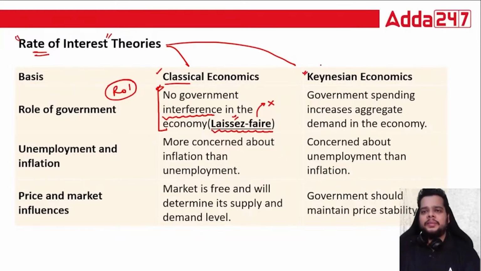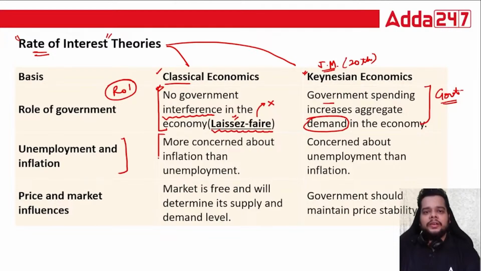On the other hand, Keynes, the well-known and most renowned economist of the 20th century, will say that government spending increases the aggregate demand in the economy, and that is why there must be a role of government in our economy. When we talk about unemployment and inflation, classical economists are more towards inflation. They think that there is no unemployment. Everybody has a job, so there is no need to create new jobs or new resources. All we have to do is talk about inflation and manage that.